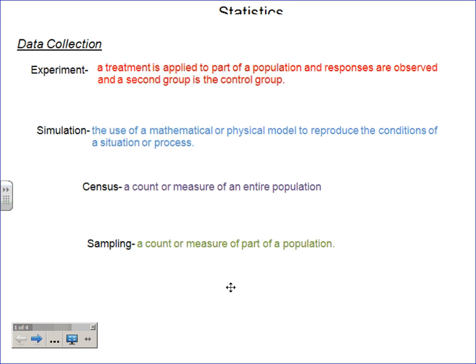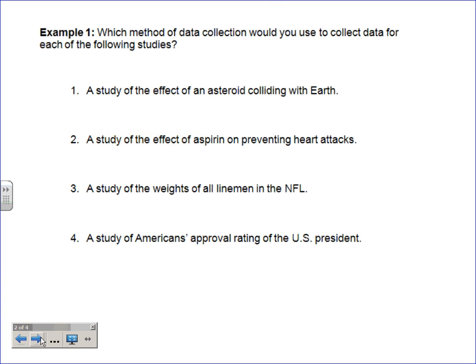Used to be just television, but now we have so many forms of media they had to expand a little bit. So an experiment, simulation, census, and sampling. Any questions on the difference between the four? Again, sampling is the one we're going to talk about a little bit more as we go along. So that's the one that's more statistically based.